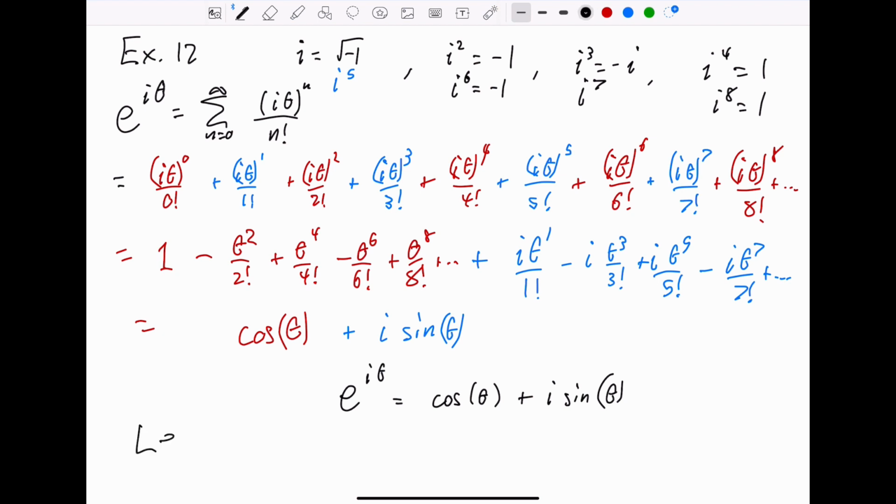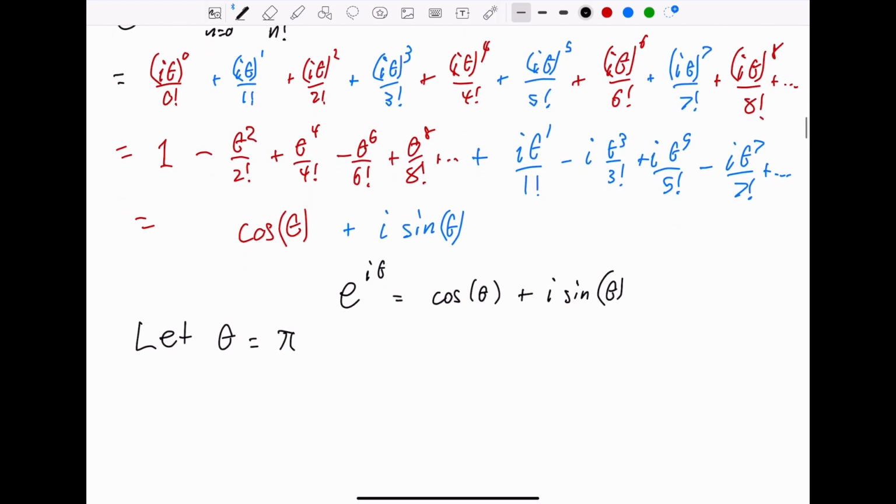Let's let theta equal pi. What do we get if we plug in pi for theta? We're thinking of theta as a variable here, and now we see why we use theta, because we're putting angles in here to the trig functions, so it makes sense why we use theta as the variable name here. So take pi and put in pi for theta. e to the i pi equals cosine of pi plus i times sine of pi.